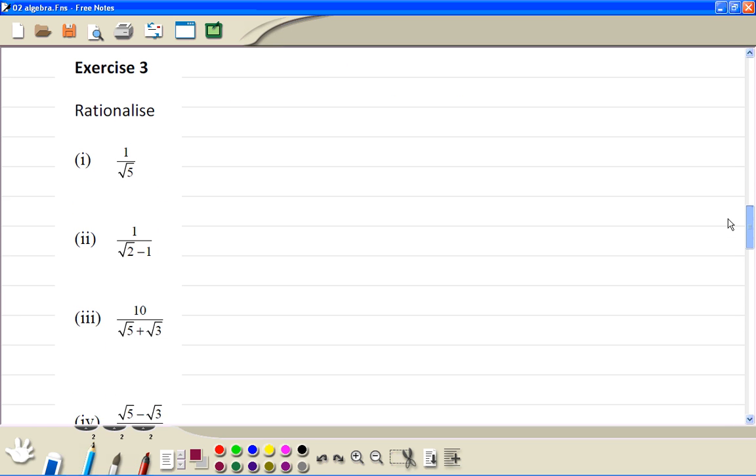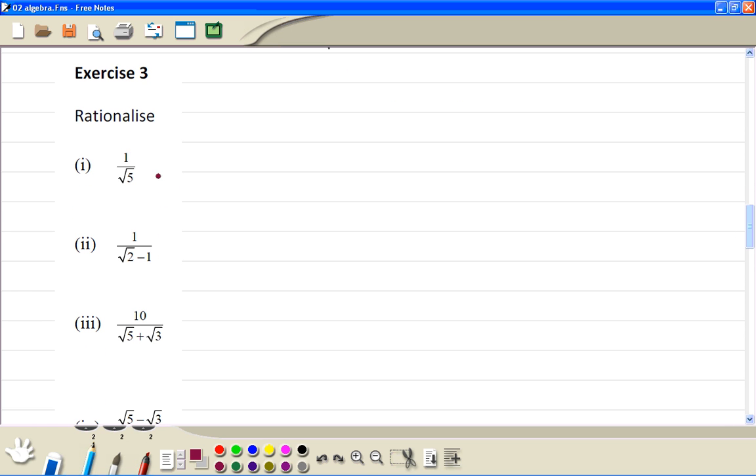Exercise 3. To rationalize this, all you do is multiply the top and bottom by root 5, and that gives you root 5 on the top and 5 on the bottom.